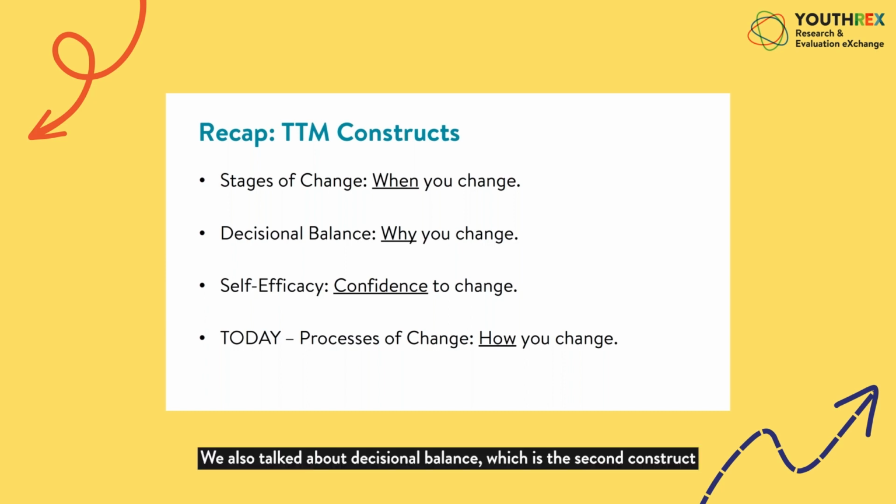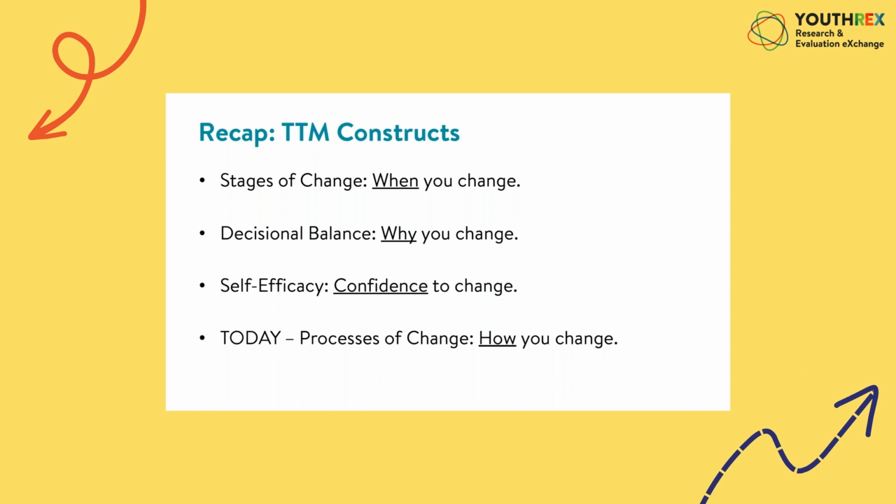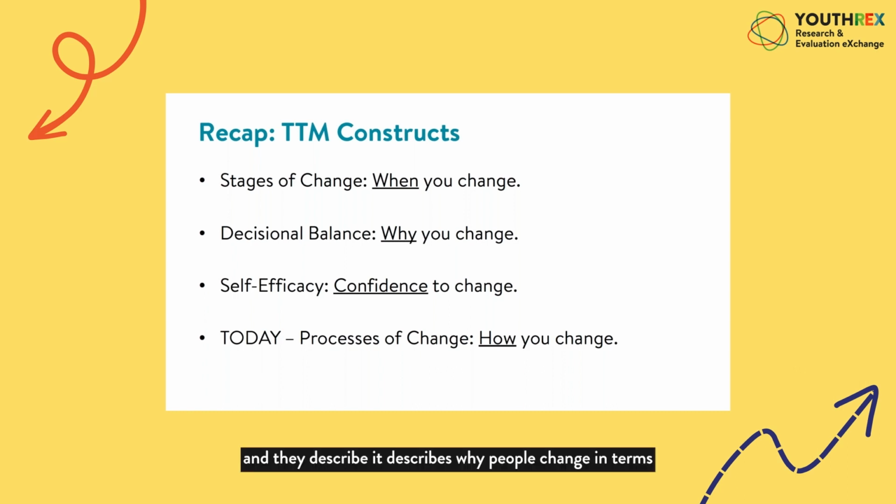We also talked about decisional balance, which is the second construct of the TTM. And decisional balance describes why people change, in terms of both the pros and the cons of making the behavior change. So this construct is based largely on research that shows people are more likely to be satisfied with the decision if they consider the potential pros and cons of making that decision.